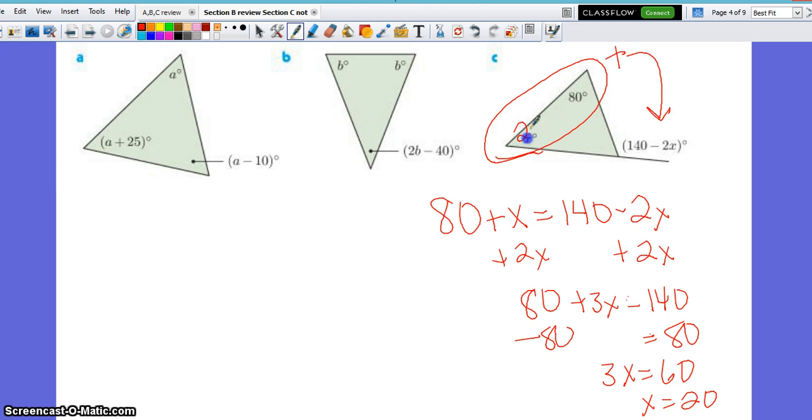So this is 20 degrees. Now if you wanted to get crazy, you could find out that this is 80 because all triangles equal 180. And so if this is 80 because it's a straight line, this would equal 100 degrees.